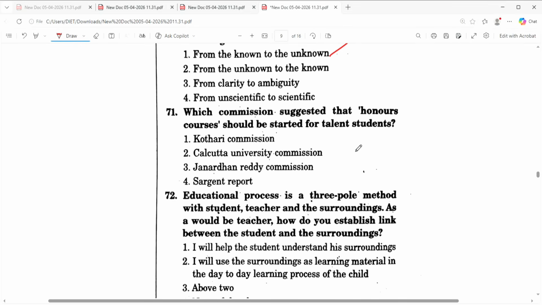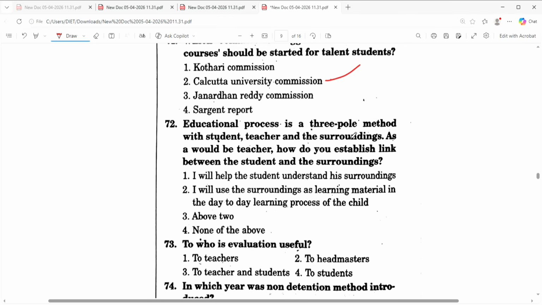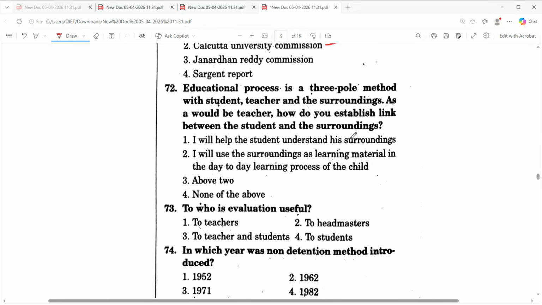Which commission suggested that honors course should be started for talented students? Kothari Commission, Calcutta University Commission, Janardhan Reddy Commission, Sargent Report. It is Calcutta University Commission. Education process is a three-pole method with student, teacher, and surroundings. As a would-be teacher, how would you establish the link between the students and surroundings? Help the students understand his surroundings. I'll use the surroundings as a learning method in the day-to-day learning process. You see 72, it will be 3, about 2, right? Both of them are appropriate.